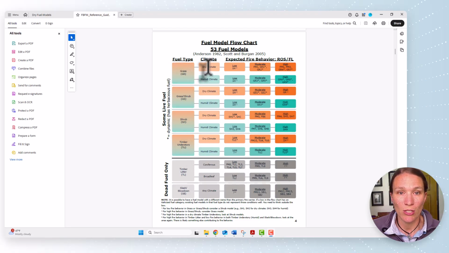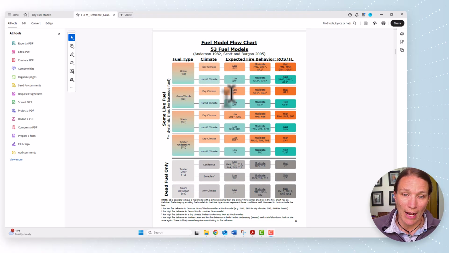Your next question is whether it's a dry climate or a humid climate. Dry climates tend to happen in the west, and they are areas that when moisture goes up a little bit, fire behavior goes down quite a lot. Humid climates, on the other hand, when moisture goes up, their fire behavior remains. If you're not sure which fuel models you are, you might consider both and look at the fuel models in each of those categories.